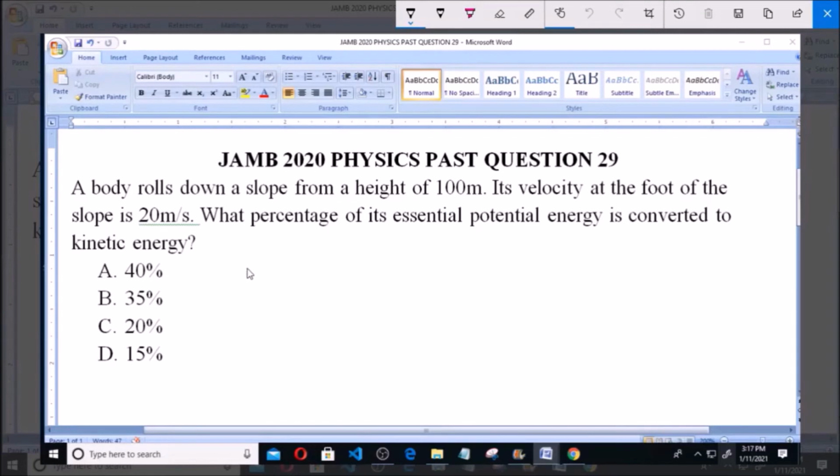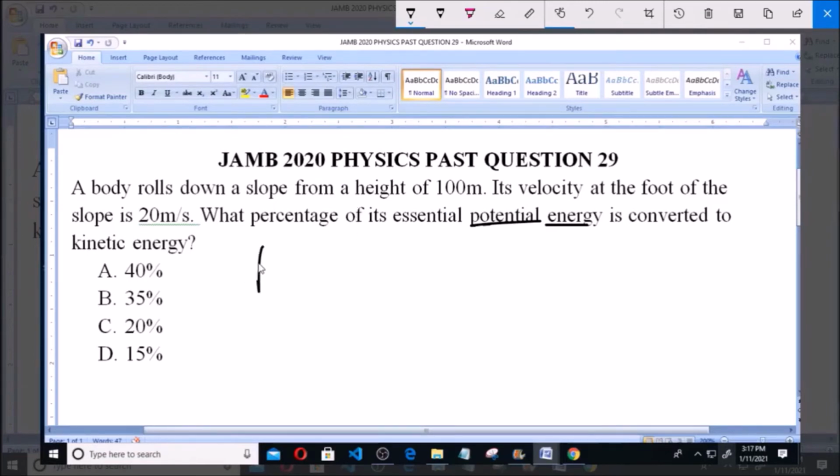Now remember that before the body rolls down the slope, it possesses a potential energy, and like we say, potential energy is the energy possessed by a body by virtue of position. Now this potential energy is converted to kinetic energy that enables the body to roll down the slope, and kinetic energy, we say, is the energy possessed by a body by virtue of its motion. Now potential energy has been converted to kinetic energy, but we want to know the amount or the percentage of potential energy that has been converted into kinetic energy.